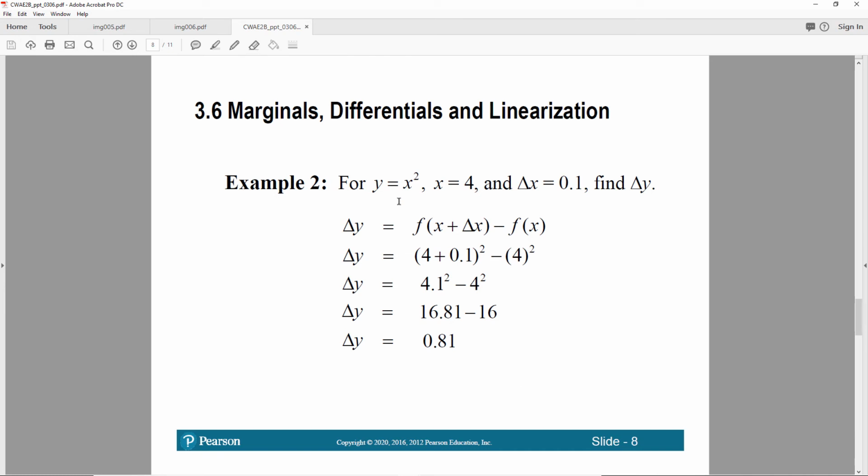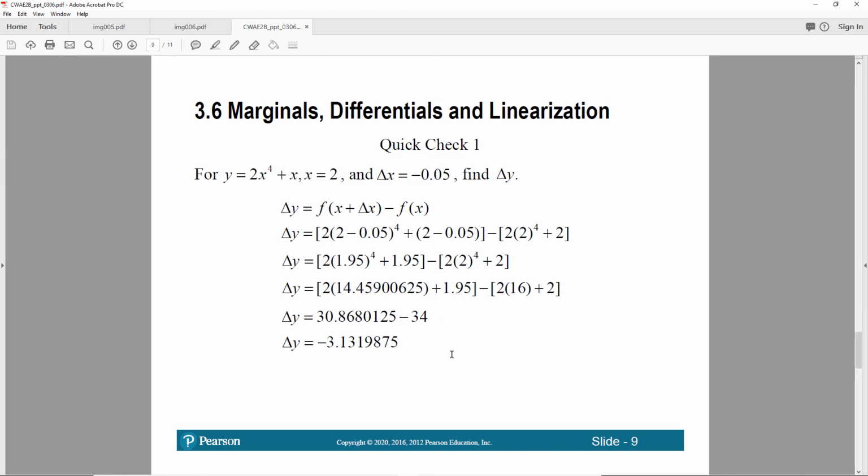For this one, they ask us to find, for y equal to x squared and x equal to 4, and delta x equal to 0.1, delta y. So we have our x being 4, and our delta x is 0.1, and our function is x squared. And there's our delta y there. Here's another one like it. We're given our x, we're given our delta x, and we plug in for a formula. In this case, our function is 2x to the 4th plus x, and we find our delta y.